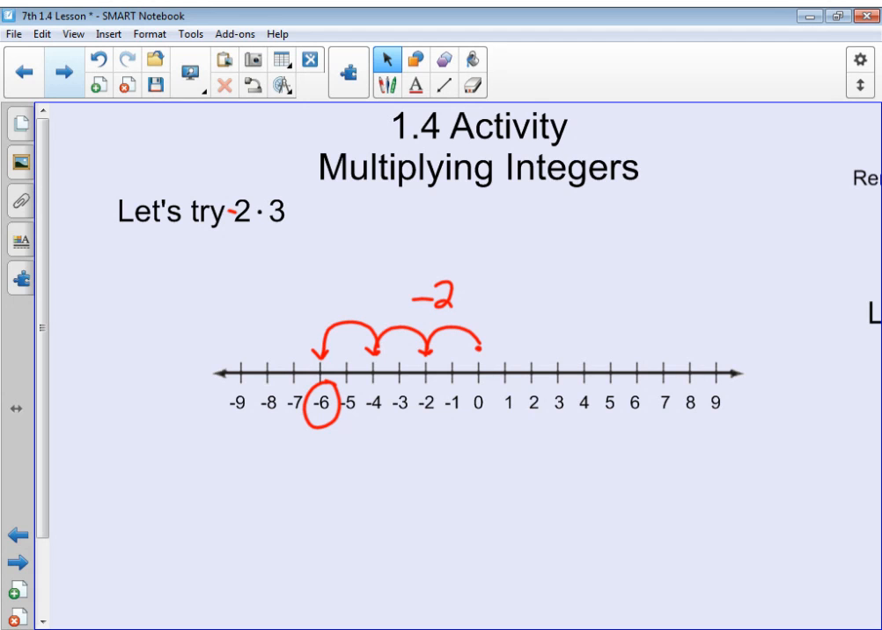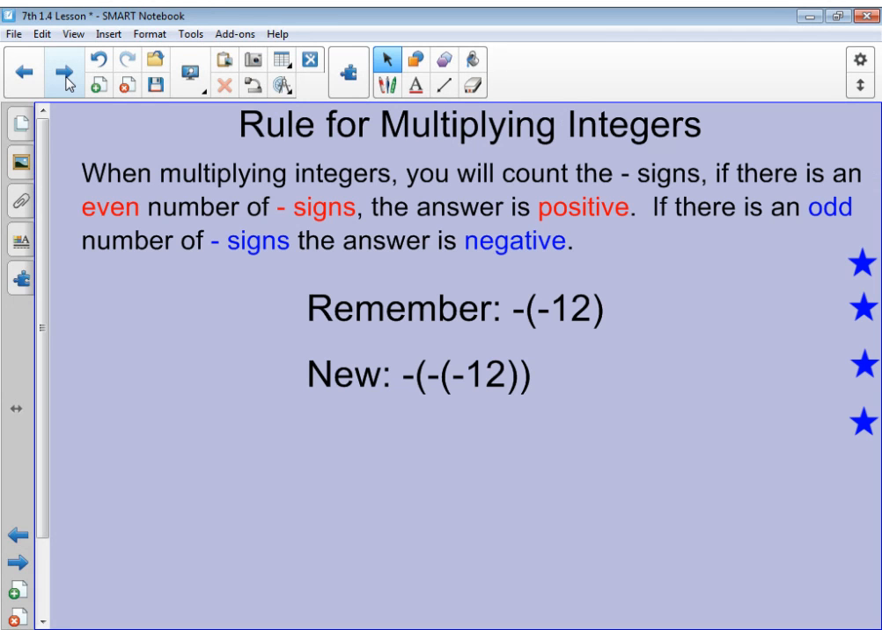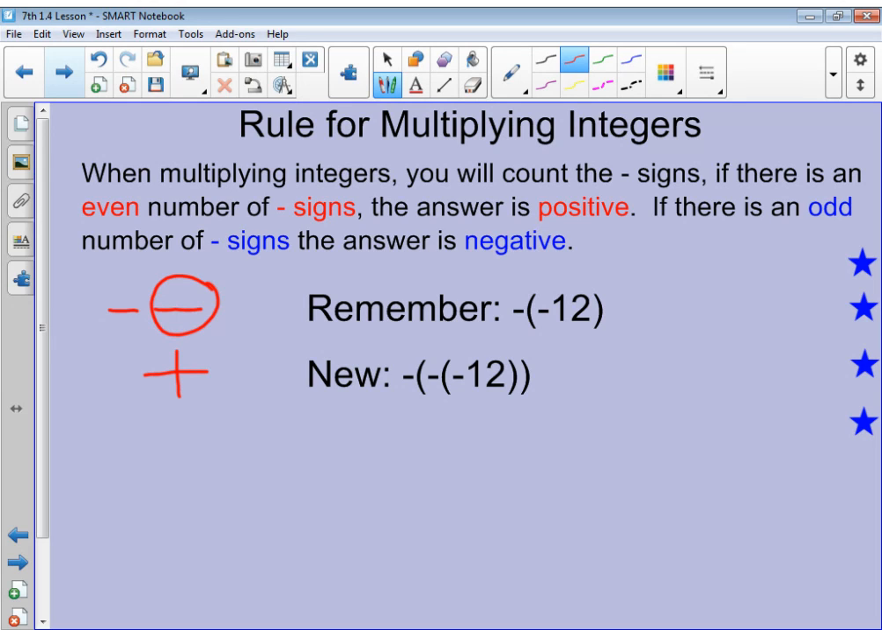So the rule that I'm going to present to you is this. When we multiply integers, we're going to count the negative signs. If there is an even number of negative signs, the answer is positive. If there's an odd number of negative signs, the answer will be negative. What I tend to do, just to help you remember, is if you look at 2 negative signs, you could take one of those negative signs and flip it, and you would end up with a plus sign if you put those 2 together. So that's how I remember: if there's an even number, you could create positive signs. If there was an odd number, you would have one negative sign left over that would make the answer negative.